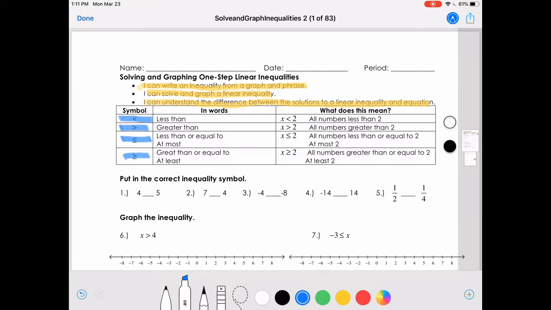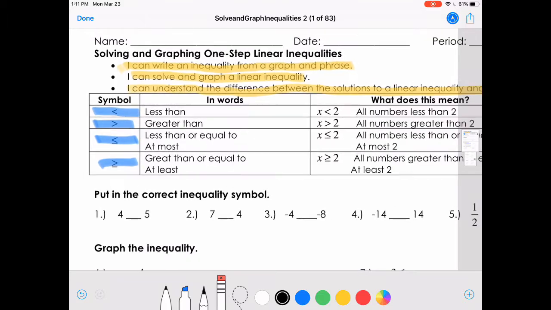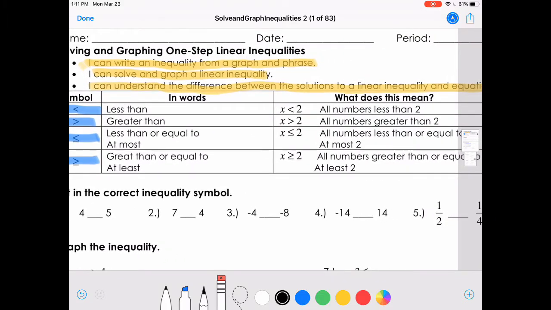Another way you can say less than or equal to is at most, and the last is greater than or equal to or at least. These are the four symbols that we use when we're writing or solving inequalities. Notice that the less than symbol looks like the letter L if you kind of stretch it out. That's how you can remember. I honestly still use that to remember, and then the greater than doesn't. So I just showed you that on the side.